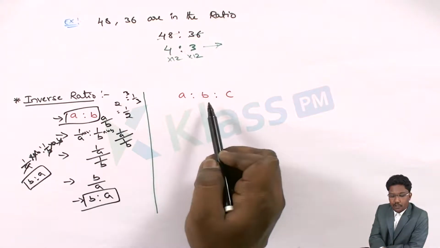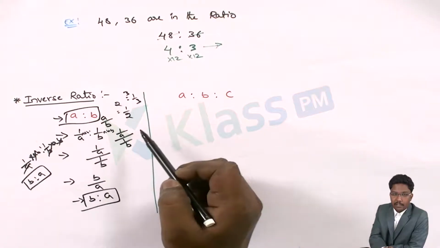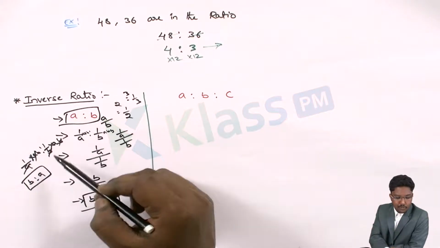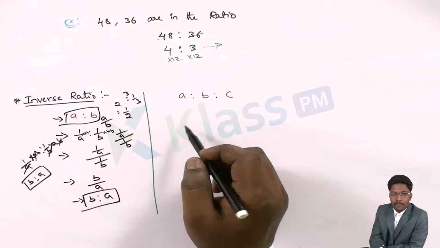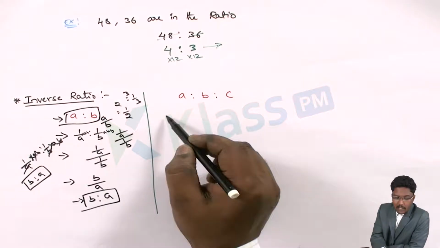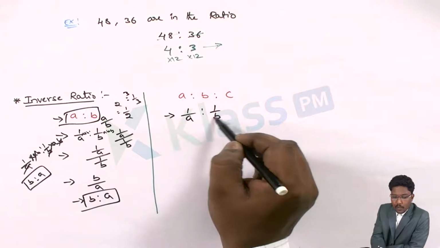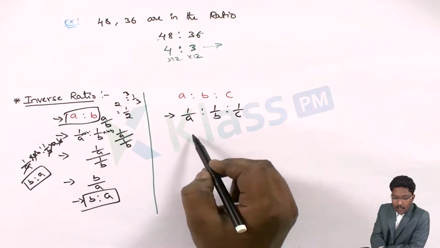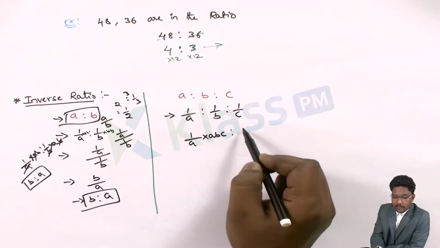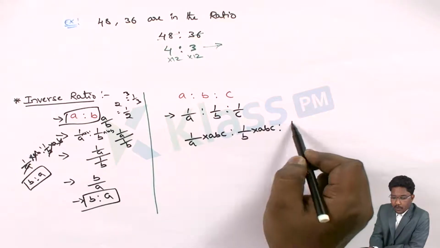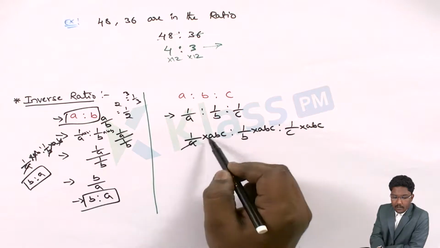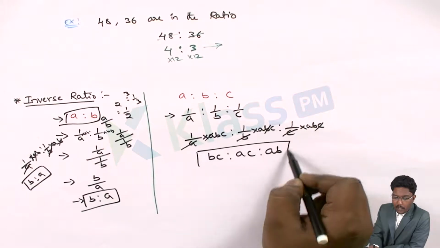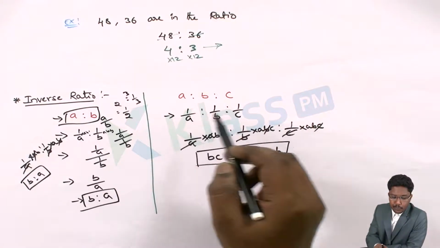What is the inverse ratio of A is to B is to C? If there are 2 terms, we can write directly: the inverse ratio of A is to B is B is to A, we are interchanging the values. But if there are 3 values, which will come first? Let us use the normal method. 1 by A is to 1 by B is to 1 by C. Let us take the LCM. What is the LCM? ABC. Okay, multiply with the LCM ABC: 1 by A into ABC, 1 by B into ABC, 1 by C into ABC. Now we get BC is to AC is to AB. This is the inverse ratio of A is to B is to C.